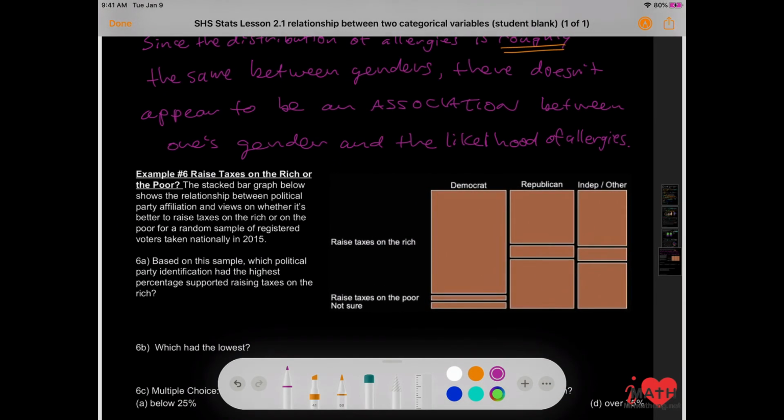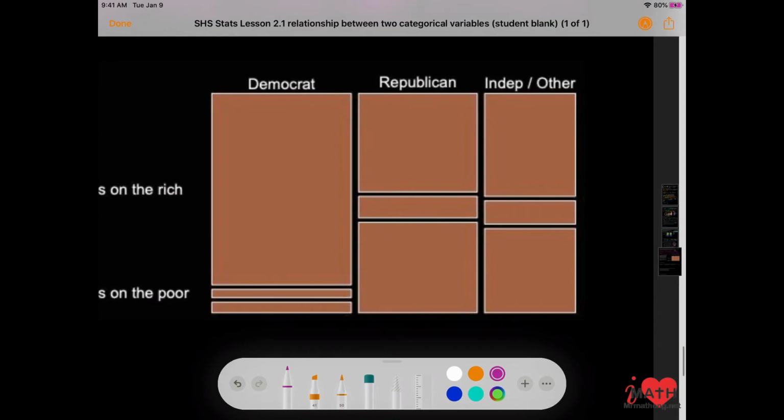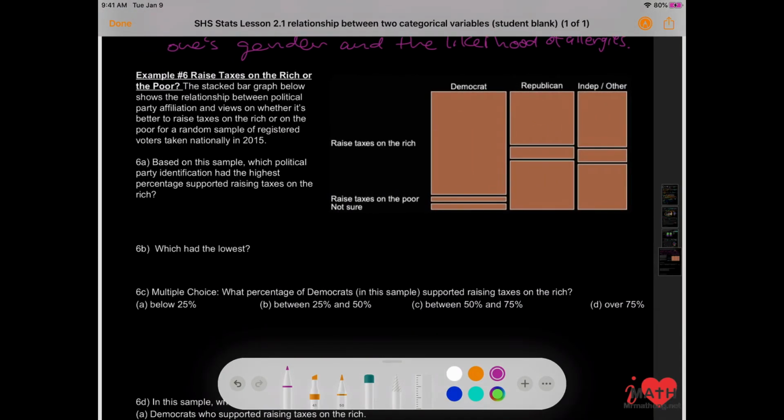So example number 6, I'll go over it, but I want you to try it. Basically, I have 3 categories, kind of like which political party you are: Democrat, Republican, or Independent, or other. And there you have it, a stacked bar graph. I want you to answer those questions below. Again, there's your first category, and this is your second category. Read it, try it, and then press play.